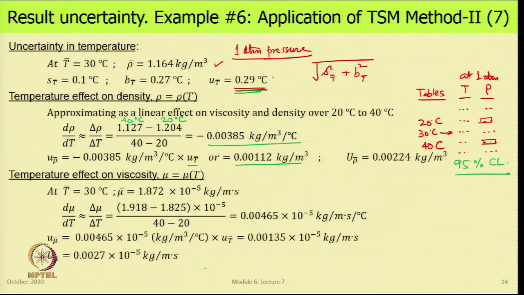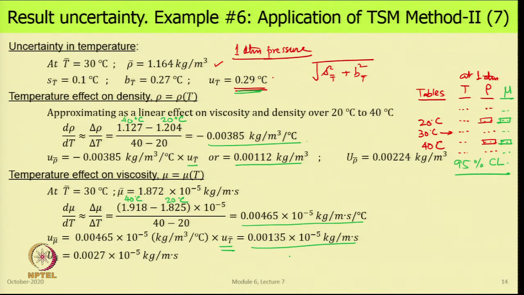For the drag coefficient calculation, we do not require the viscosity part, but I followed the same process. We looked at another table, where instead of rho it gave the value of mu, and we picked up the values at 20 degrees C and 40 degrees C. This is dynamic viscosity at 40 degrees Celsius, and this is dynamic viscosity at 20 degrees Celsius, divided by 40 minus 20, and this is the answer we get, 0.00465 times 10 to the power minus 5 kg per meter second per degree Celsius. And again, for u mu bar, we multiply that by u t bar, which is this much.